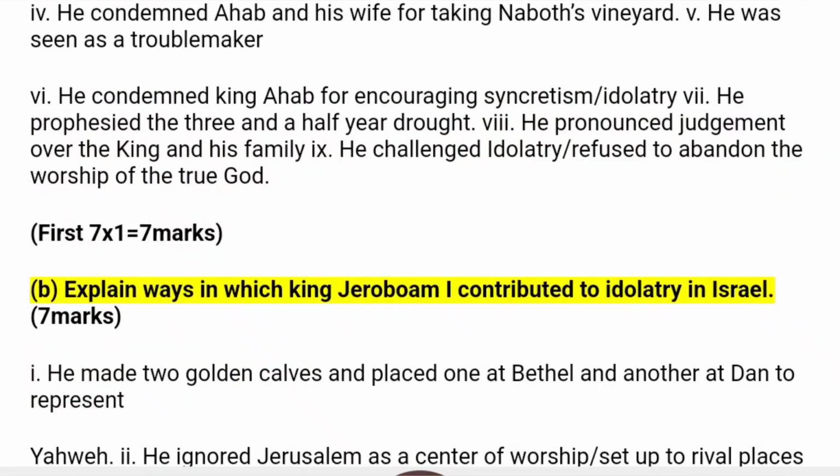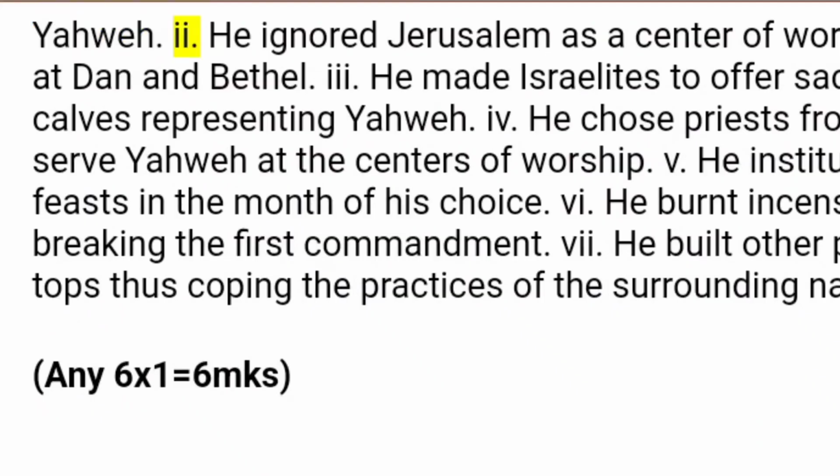B. Explain ways in which King Jeroboam I contributed to idolatry in Israel. 7 marks. 1. He made 2 golden calves and placed one at Bethel and another at Dan to represent Yahweh. 2. He ignored Jerusalem as a center of worship and set up rival places at Dan and Bethel. 3. He made Israelites offer sacrifices to the golden calves representing Yahweh.